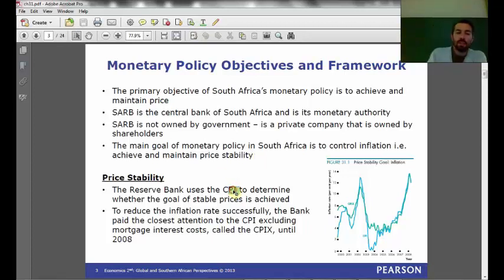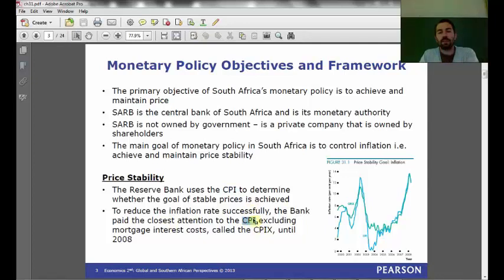So by using the CPI, it can determine whether prices are going up or going down. It can determine what the inflation rate is by changes in the CPI. So price stability is measured and monitored through the CPI. To reduce inflation successfully, the Reserve Bank pays close attention to the CPI.